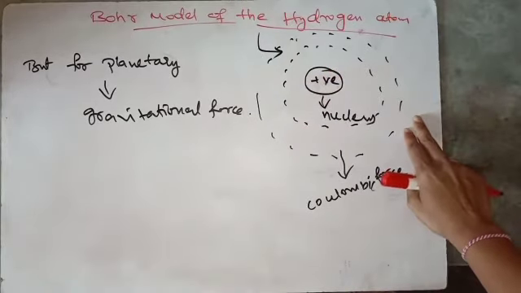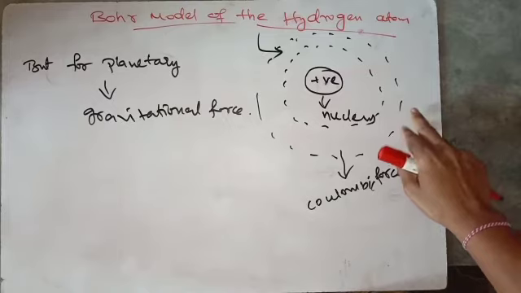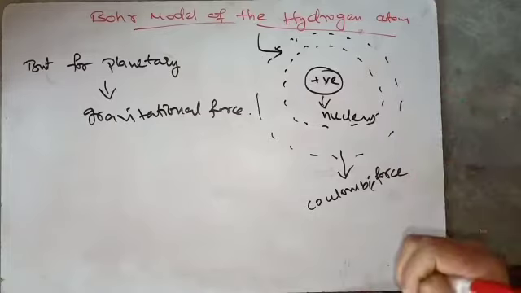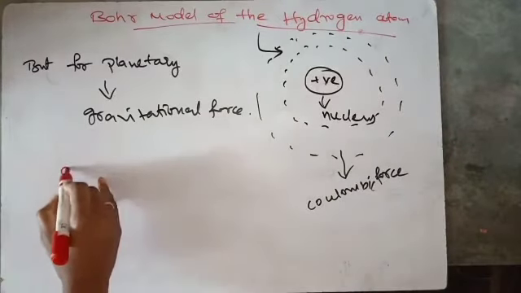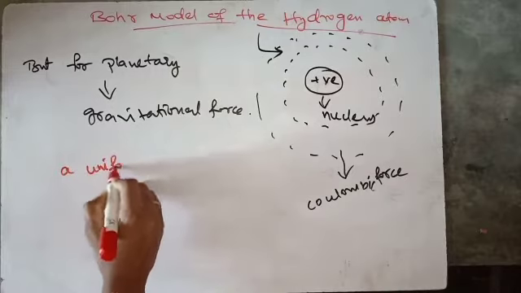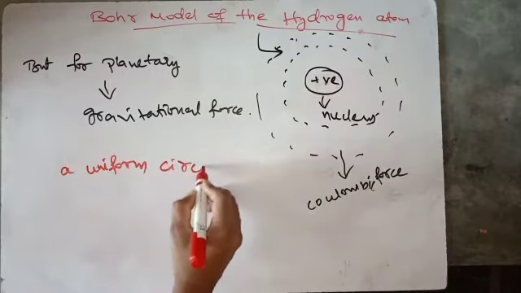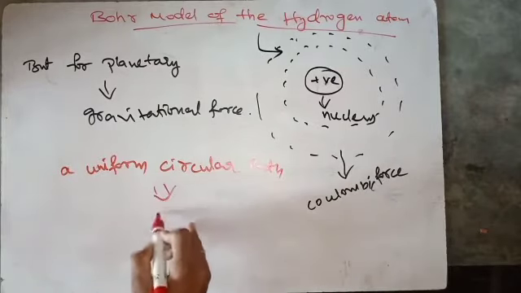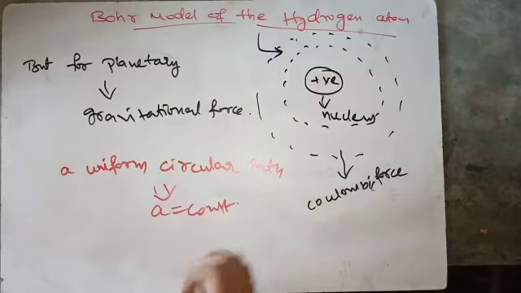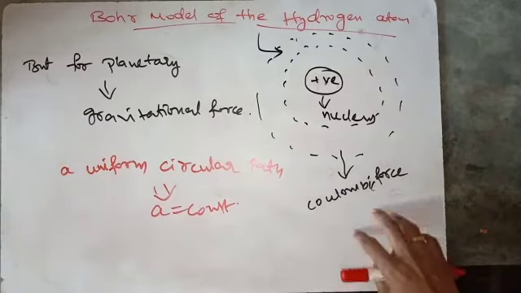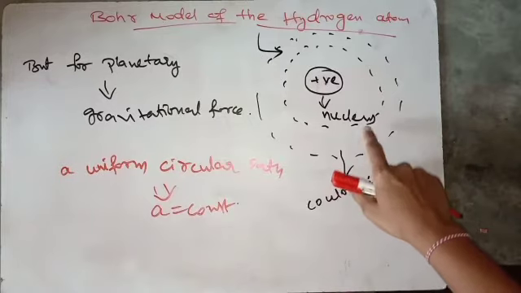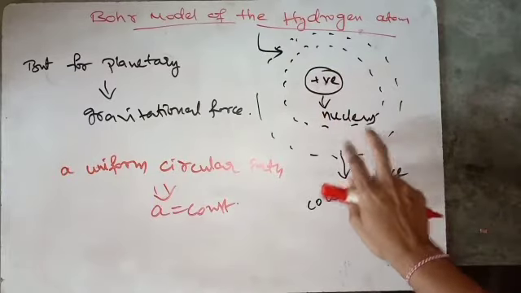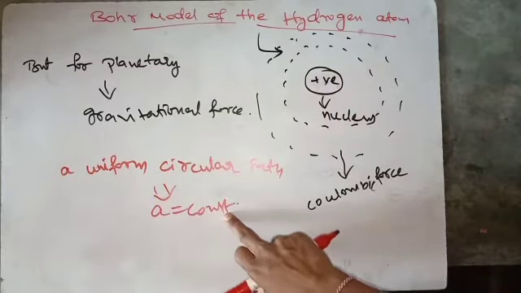But an object which moves in a circular orbit is constantly accelerated, you know that. For a uniform circular path, the acceleration remains constant. So for an object which revolves uniformly in a circular path, the acceleration remains constant.